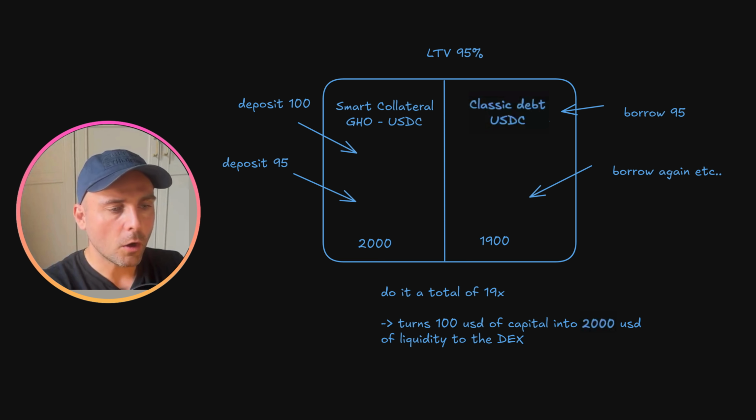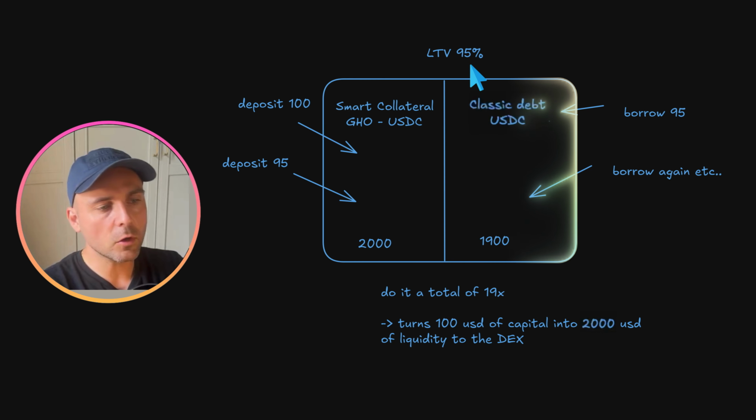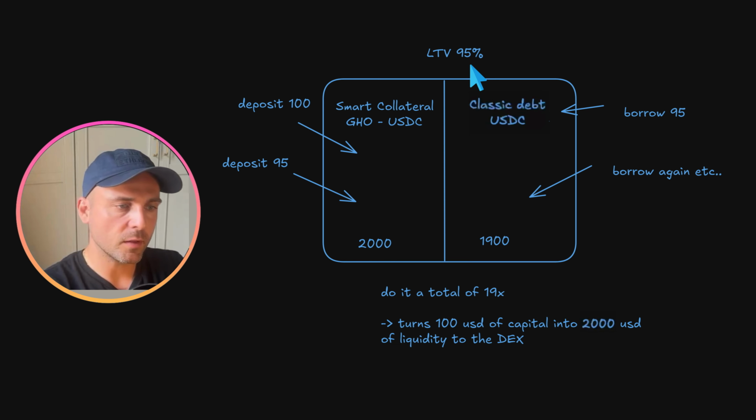All right, so here's an example of how you can leverage up your $1 of capital as a market maker. Imagine, for example, we have a Fluid vault where you have smart collateral of the Go USDC pair. Go is the Aave stablecoin, against which you can borrow a single token, say USDC. And this vault has a loan to value ratio of 95%, meaning that you can borrow up to 95% of the smart collateral that you have provided.